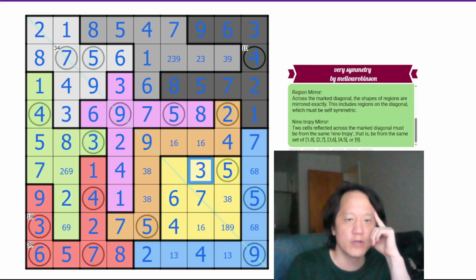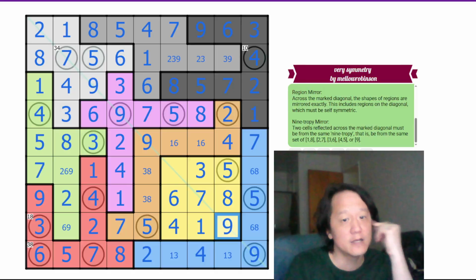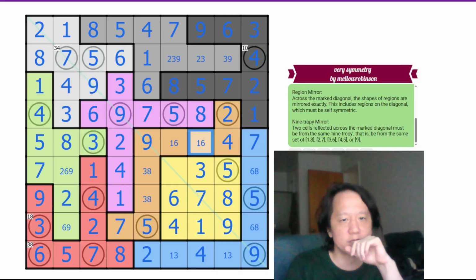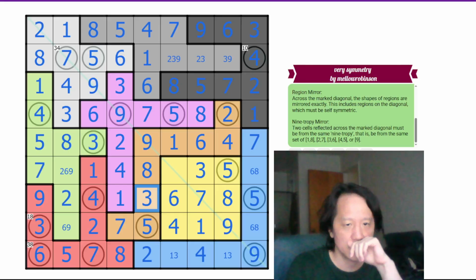6 and 3 form the counterparts there. That means this can't be 6, it's 1 and 8. This can't be 1 or 8, it's 9. 1 eliminates 1 here, so that's 6 and 1. 1 corresponds to the 8, 6 corresponds to the 3. 9 eliminates 9 here, so it's 6. This can't be 2 or 6, it's 9.